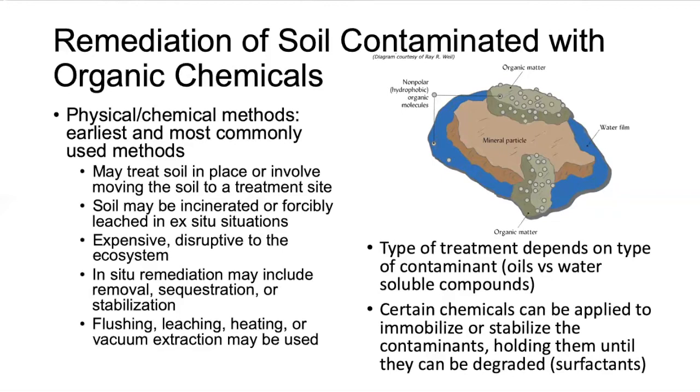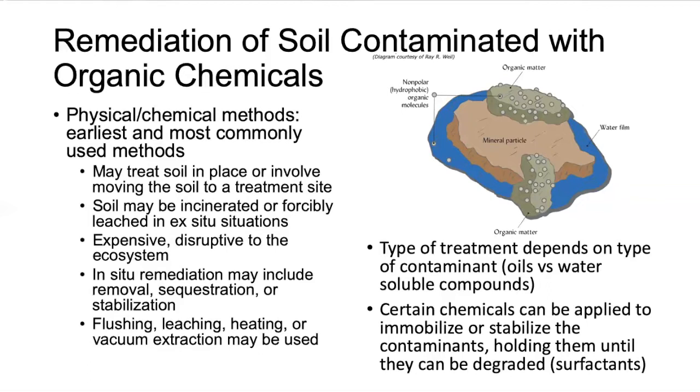In situ remediation might include the removal, sequestration, or stabilization of the contaminant. And this can be achieved by flushing, leaching, heating the soil in place, or using vacuum extraction. And these can be carried out in a number of different ways. For example, with the heating, sometimes an actual plastic cover is placed over the soil, which traps heat that comes in. So that is one way that can be done.